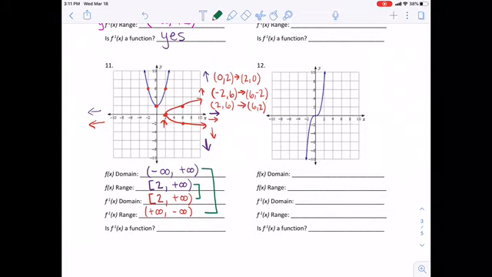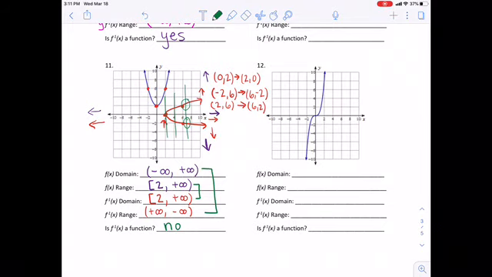Last but not least, I want to know if my inverse is a function. So I'm looking at this red graph that I've drawn, and I'm going to draw just straight up and down vertical lines on this graph. And can you see how I'm hitting that graph more than one time? Which means that no, this inverse is not a function.